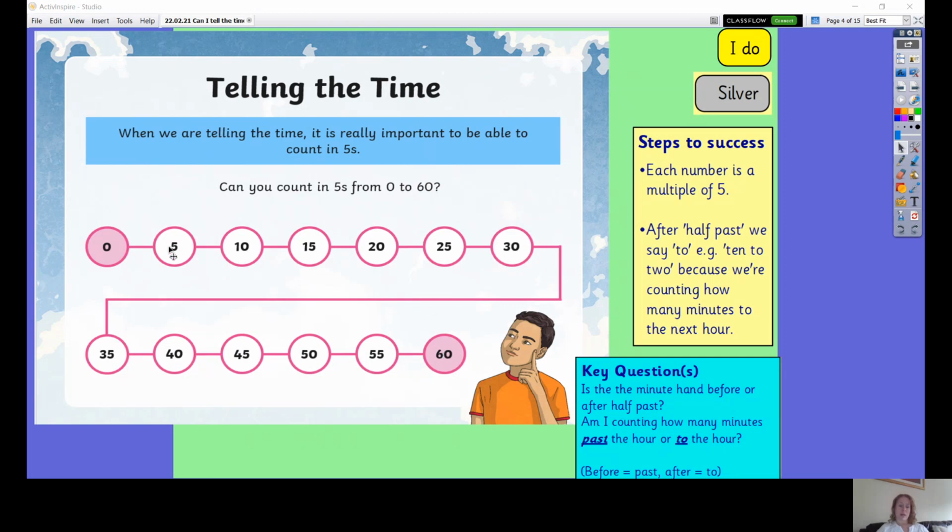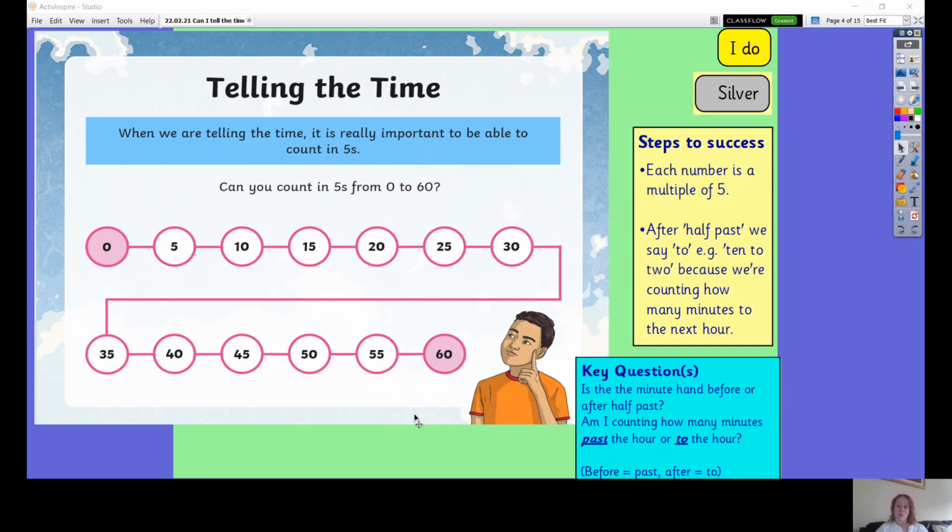Then we'll go back again to 0 and start again. 5, 10, 15, 20, 25, 20, 15, 10. Back up again. 15, 20, 25, 30, 35, 40, 45, 50, 45, 40, 35, 30, 35, 40, 45, 50, 55, 60.